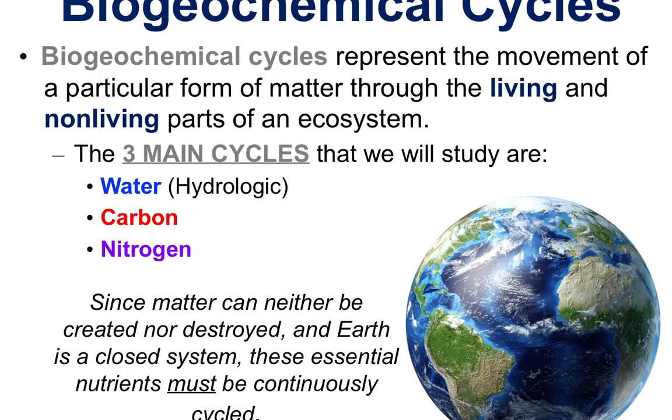There are really three main cycles in biology that we want to study: the hydraulic cycle, which you might know as the water cycle, the carbon cycle, and the nitrogen cycle. These cycles represent how the movement of particles and matter move through a living system and even through non-living systems. These living systems make up ecosystems. And since matter cannot be created nor destroyed, Earth is a closed system. These essential nutrients must continually be cycled throughout the planet.